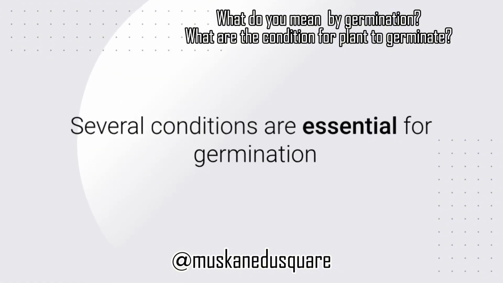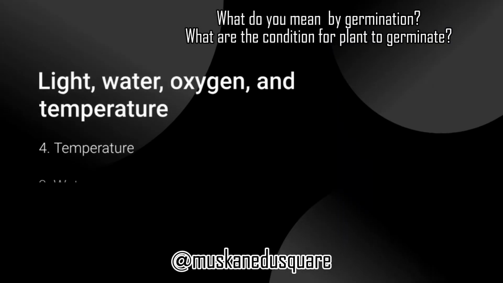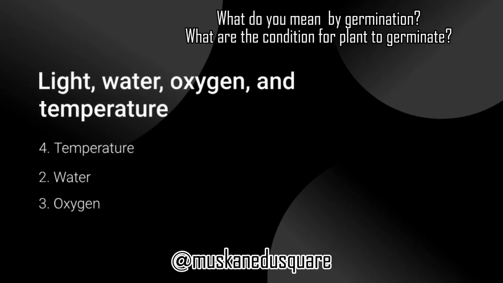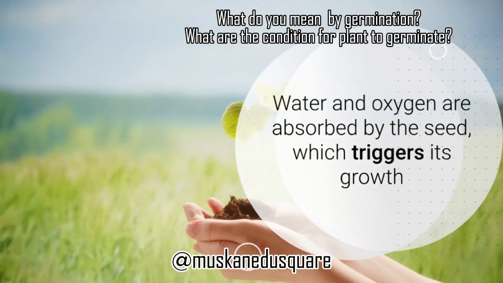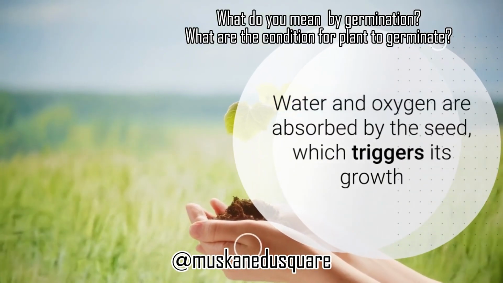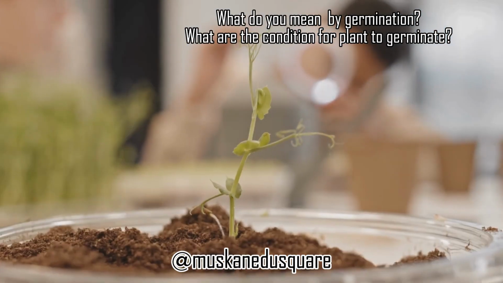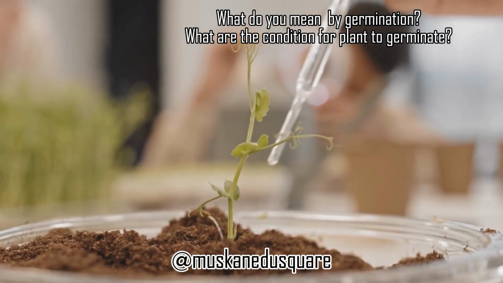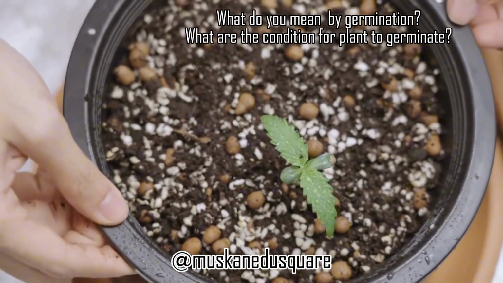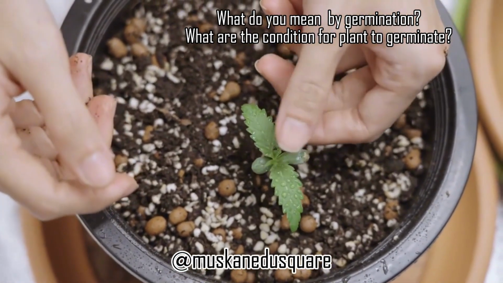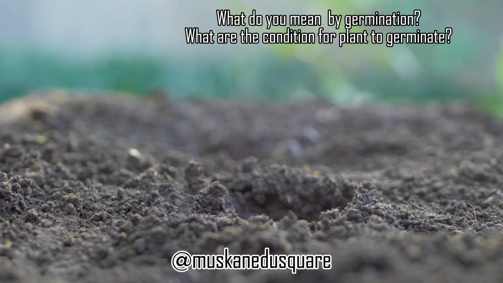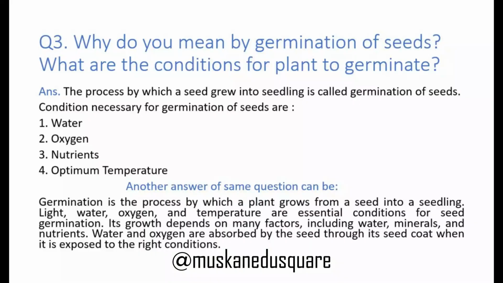Several conditions are essential for germination. These include light, water, oxygen, and the right temperature. Water and oxygen are absorbed by the seed, which triggers its growth. Minerals and nutrients also play a crucial role in the seedling's development. In summary, germination is the first step in a plant's life cycle. With the right conditions, a seed can grow into a healthy plant.